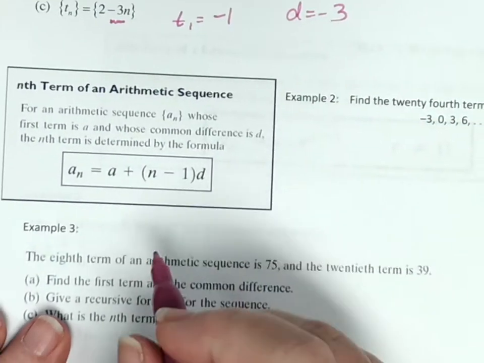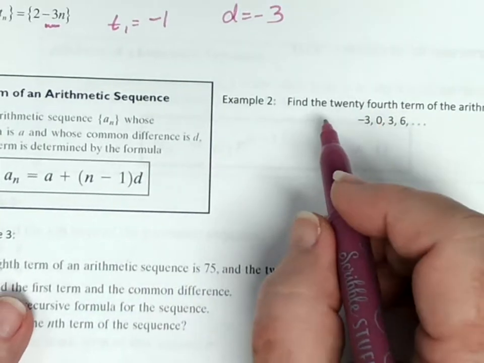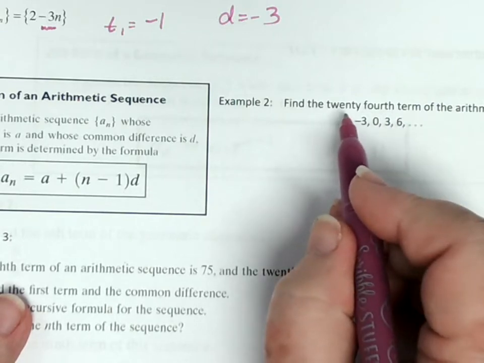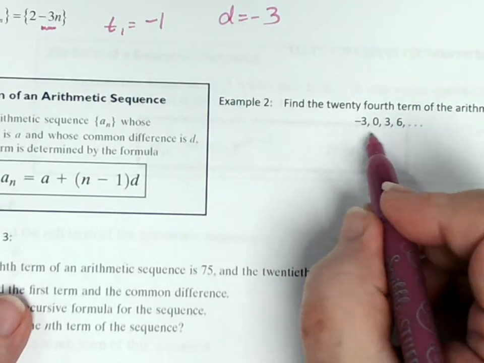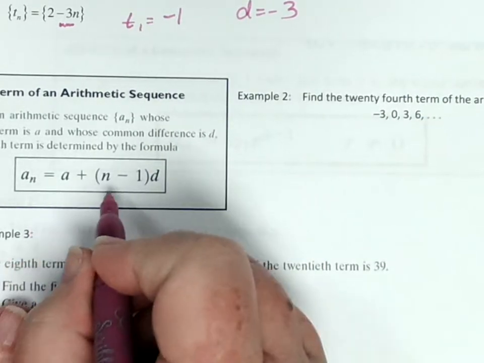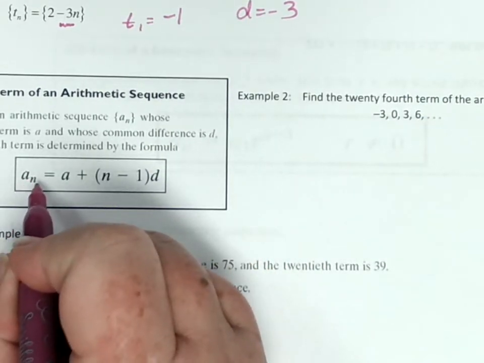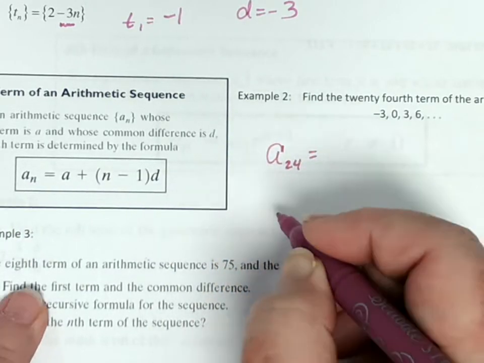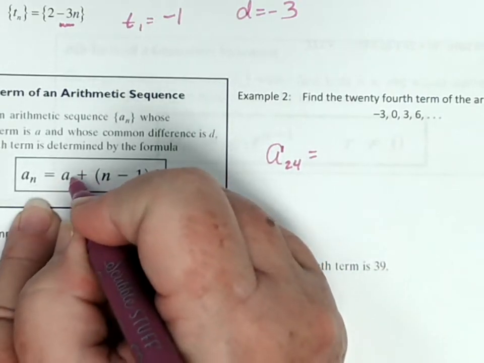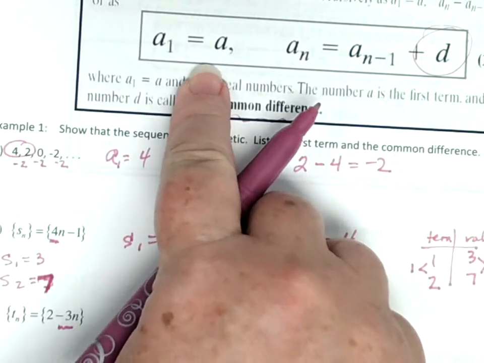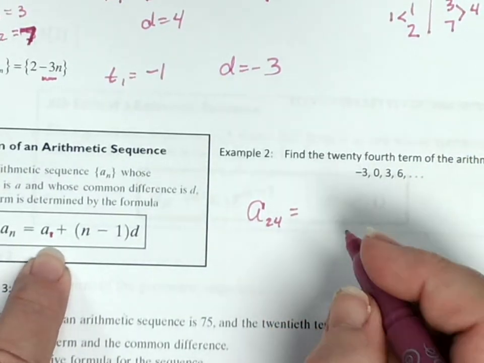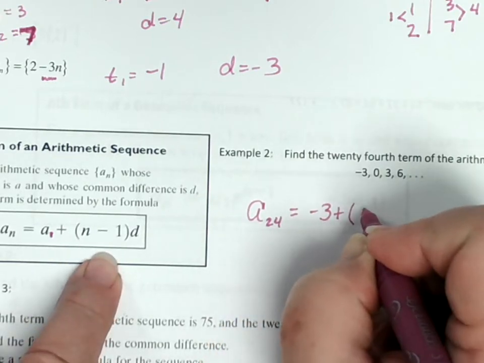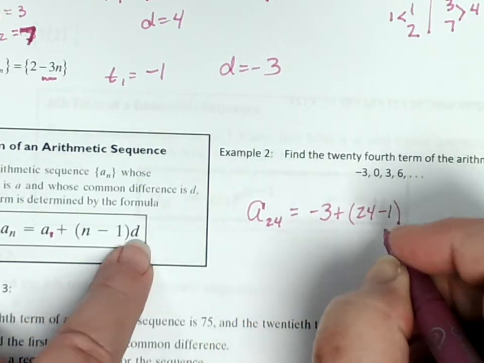Well, what if I wanted to find a number that wasn't in order? In other words, what if I wanted to find the 24th term? I have the first, second, third, and fourth. I don't want to go all the way out to find the 23rd and then add the common difference. So they've given us a formula for finding the nth term. The nth term, meaning the 24th term, can be found by using the first term, a sub 1, the first term, which we know is -3, plus n minus 1 times the common difference.